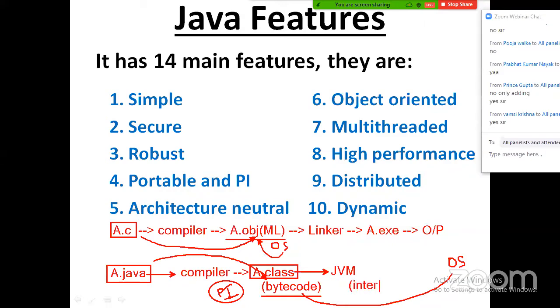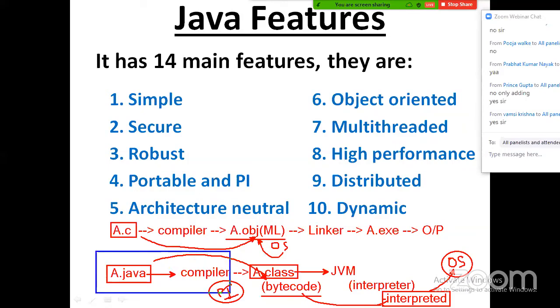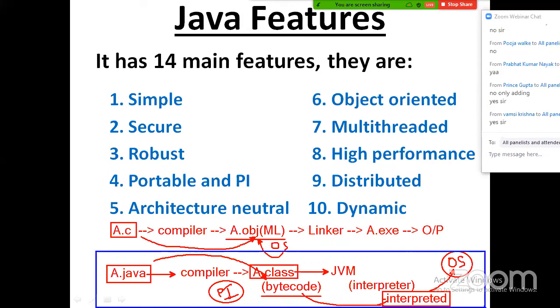In the background it uses one special software called interpreter. What is the interpreter doing? It is converting the byte code into operating system machine language code. That interpreter's work is called what? Interpreted. So what is the meaning of interpreted? Converting byte code to machine language code and making it understandable to the OS to execute and get output is called interpreted.